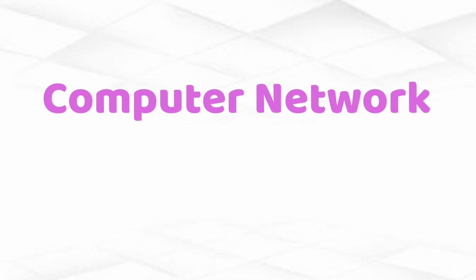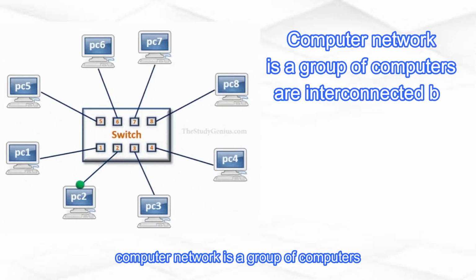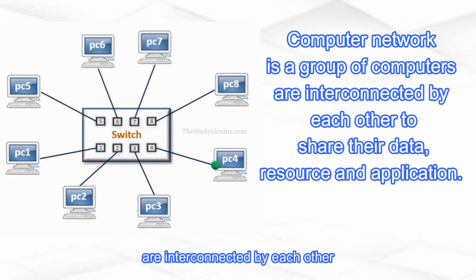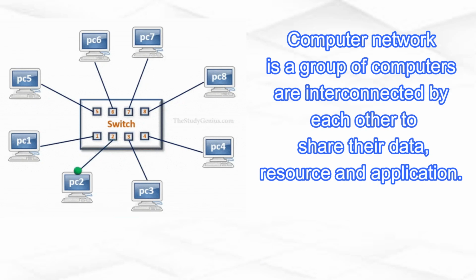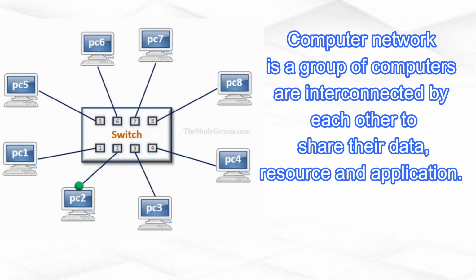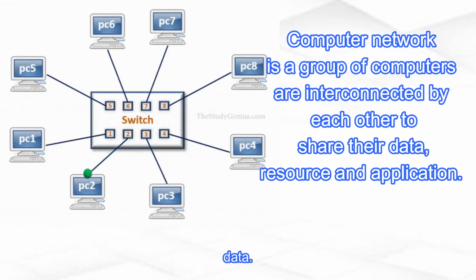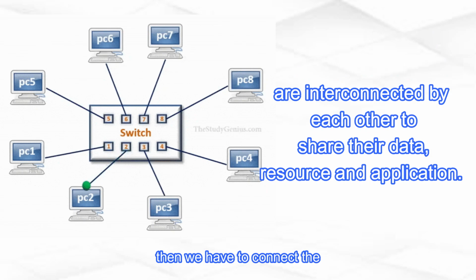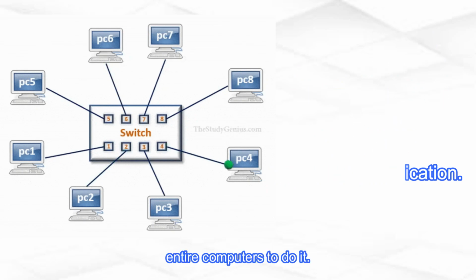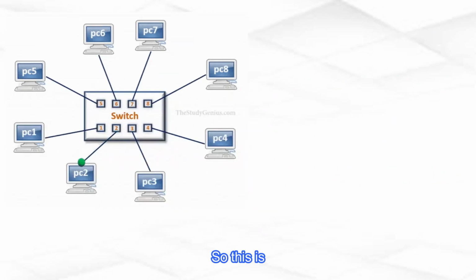Now we have to see the computer network. A computer network is a group of computers interconnected with each other to share their data, resources and applications. Simple. If you want to share data or resources with others, then we have to connect the computers to do it. So this is a computer network.